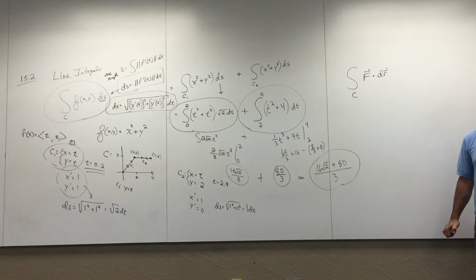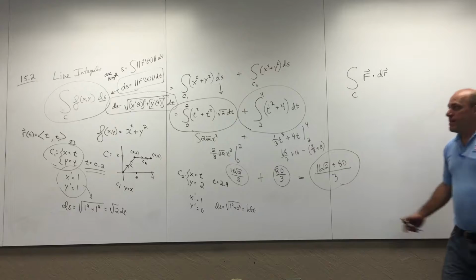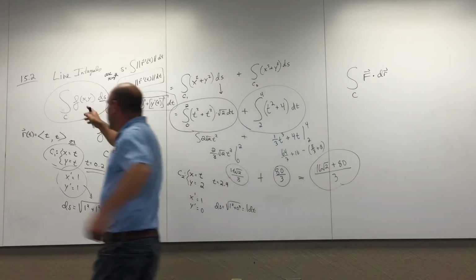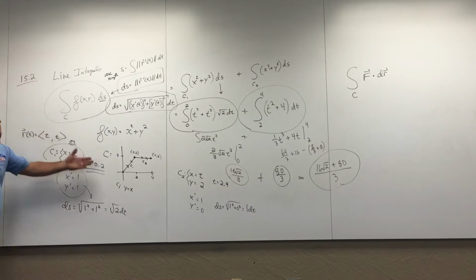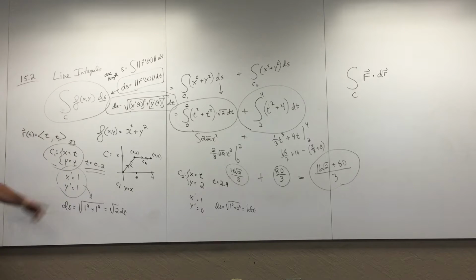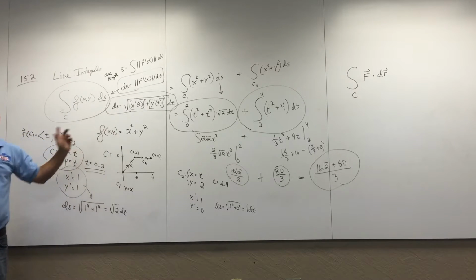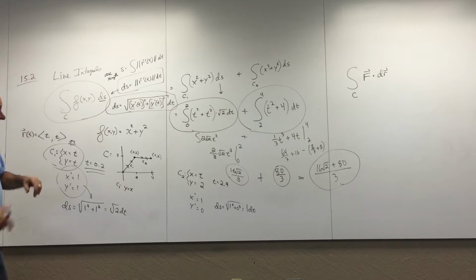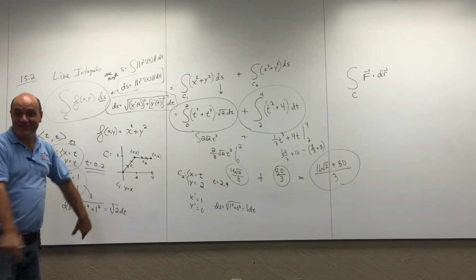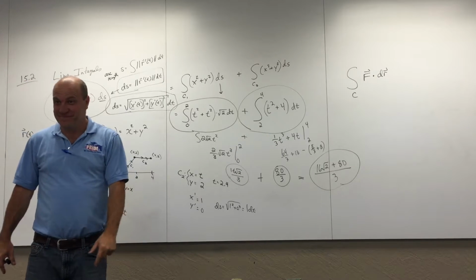And that was good stuff. That's good stuff. A line integral. You had to bust it into 2 pieces, do 2 different line integrals, parameterize each curve, know what the ds is, know how to do all this. This is good. How many times can I say this is good stuff? I'm going to say it forever.